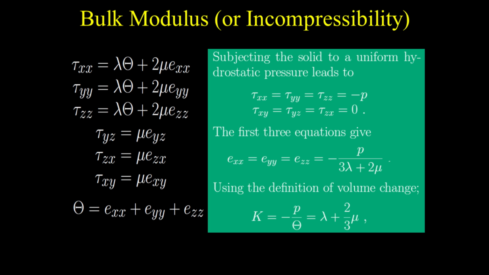EXX, EYY, and EZZ. Notice that all these strains are identical, and we define them as volumetric strain and denote them as uppercase theta. So we can deduce the bulk modulus as the ratio of normal stress, that is pressure, P over the normal strain, which is uppercase theta.